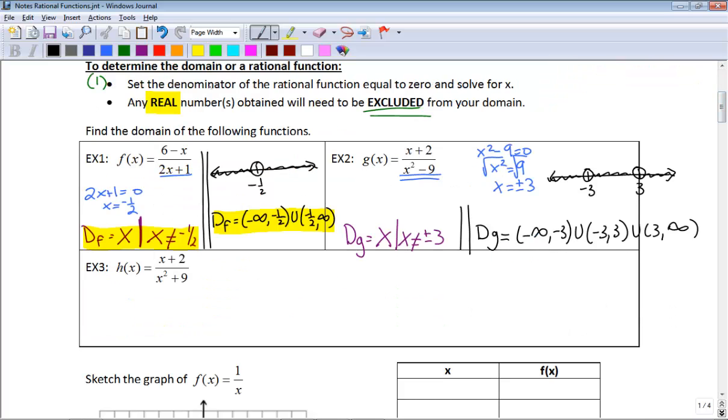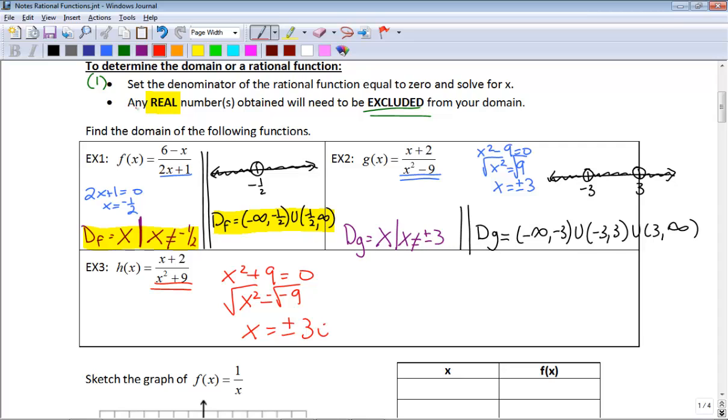First thing we do, set the denominator of the rational function equal to 0 and solve for x. So I'm going to set the denominator of x squared plus 9 equal to 0, and I'm going to solve it for x. So I end up with x squared equals a negative 9. Taking the square root of both sides to solve, I get that x is equal to plus or minus 3i.